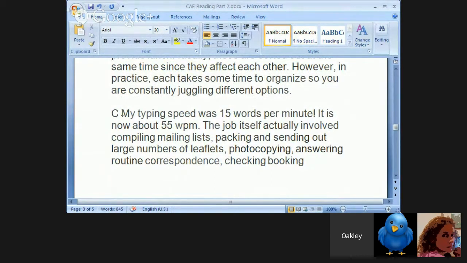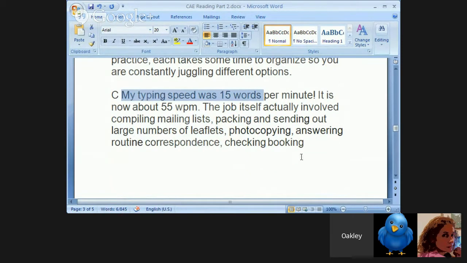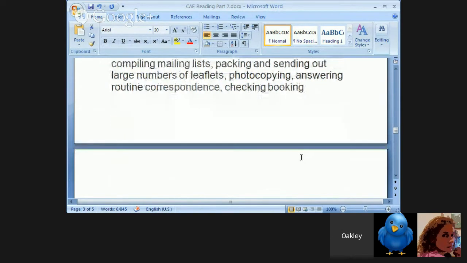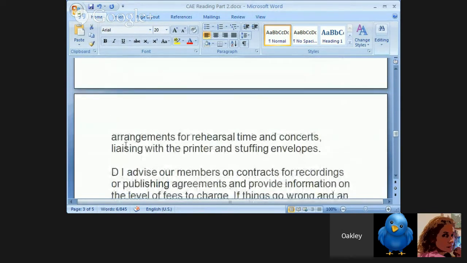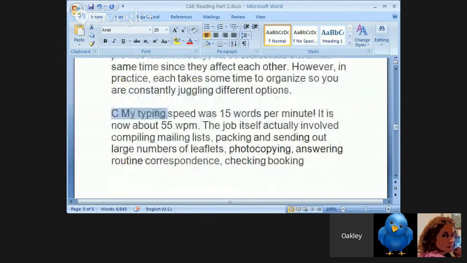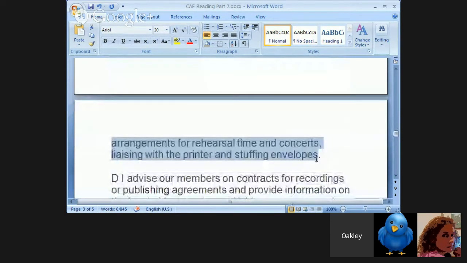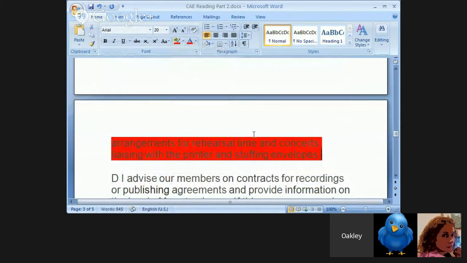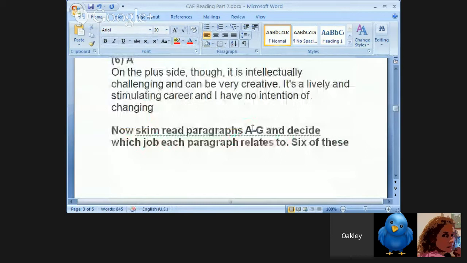C is for A. My typing speed was 15 words per minute. 1. It's not A. It's 1. Number 1. Yeah, it's got to be, right? This is talking about secretary work, without a doubt. Yes, it's the only place where it fits talking about that, because then he changed his type of work. It's clearly secretary work.